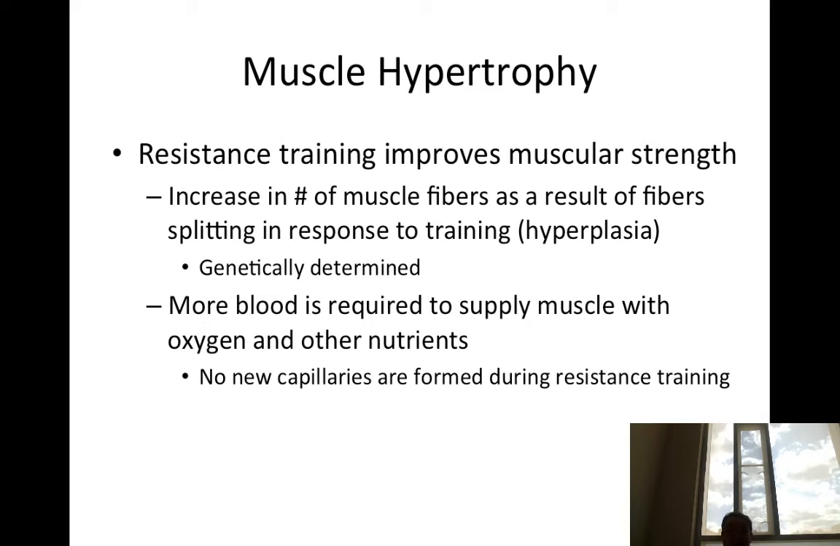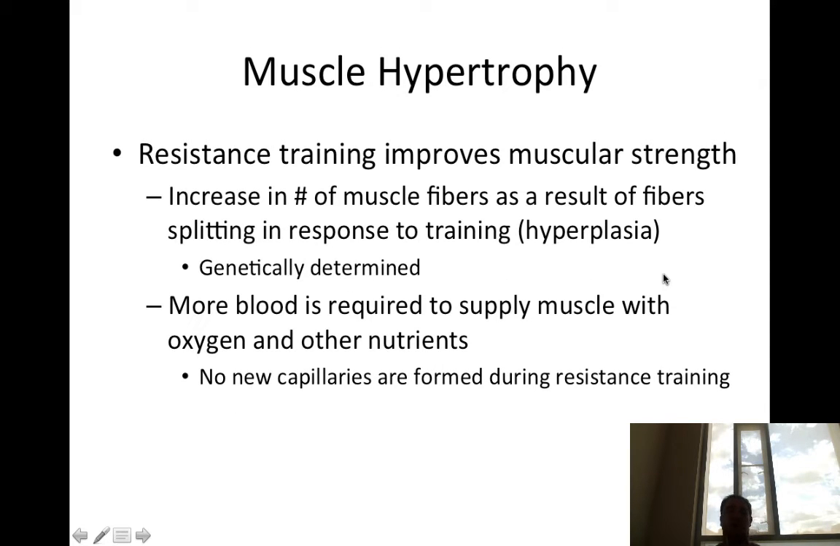But muscle hypertrophy, we'll stay on track here. Resistance training improves muscular strength. So the increase in the number of muscle fibers as a result of fibers splitting in response to training, we call this hyperplasia. But if you look at the last slide, right, genetically predetermined as well.